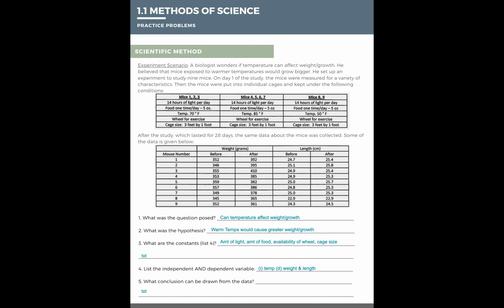Okay, so for number 5, I want you to conclude what you can draw from the data. Looking back at it, can we state that yes, his hypothesis was correct and that with higher temperatures, the mice are going to grow bigger? The higher temperature mice would have been mice 4, 5, 6, and 7. So did they grow a greater amount than the colder mice, which were mice number 8 and 9? Just go ahead and put your conclusions on number 5.